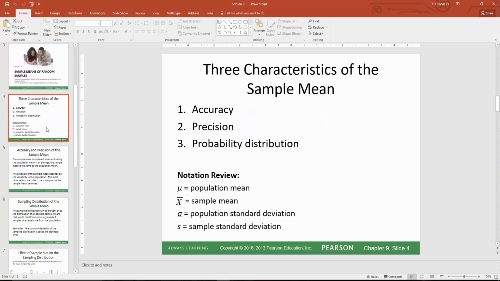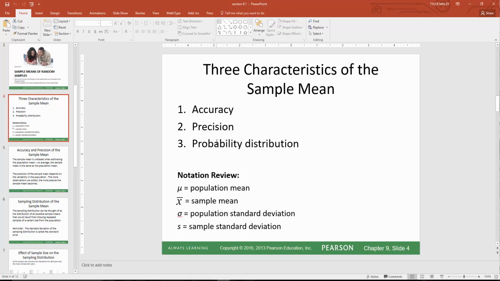There are some repetitive topics in this section. The first part is looking at three characteristics of the sample mean: accuracy, precision, and the probability distribution. And there's also some notation review here. Remember, we use the Greek letter mu for the population mean, x bar for the sample mean, sigma for the population standard deviation, and S for the sample standard deviation. You want to make sure that you're comfortable with that notation still, and to be able to remind ourselves what accuracy, precision, and probability distribution mean.